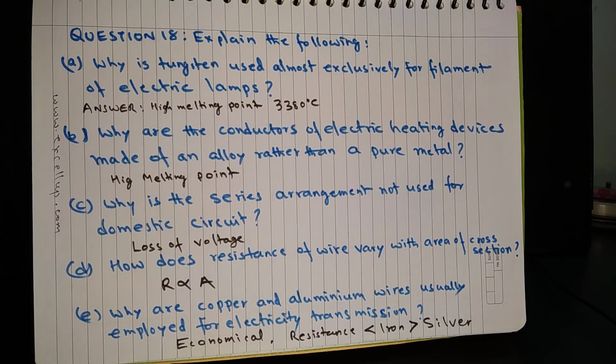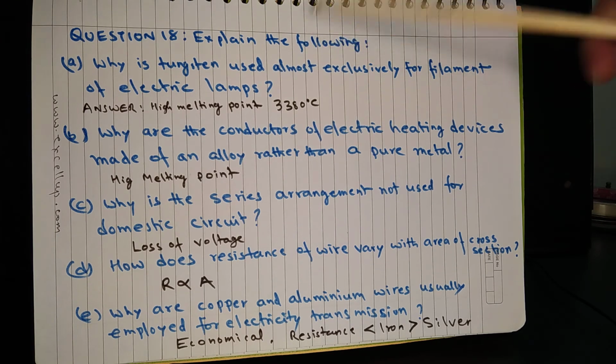Question 18. Explain the following. A: Why is tungsten used almost exclusively for the filament of electric lamps?